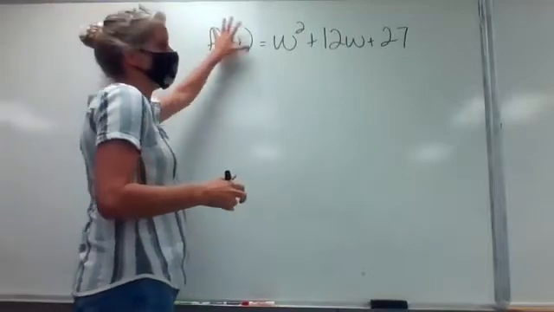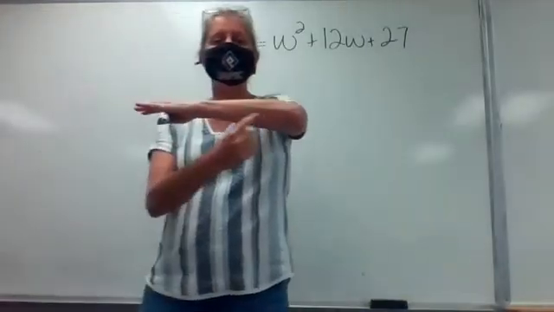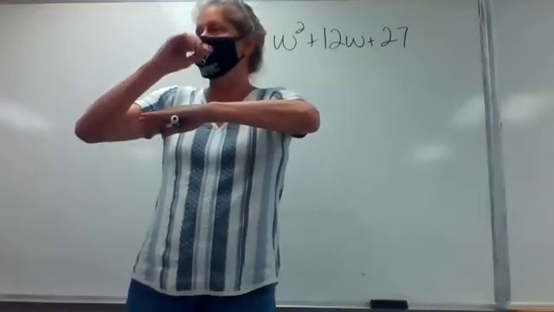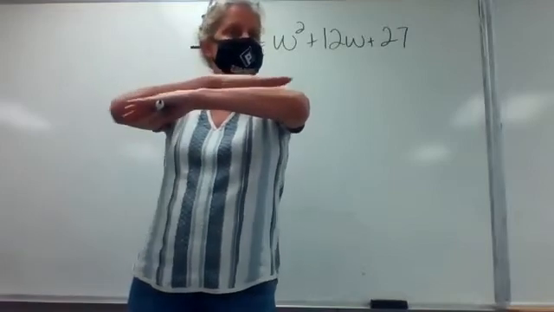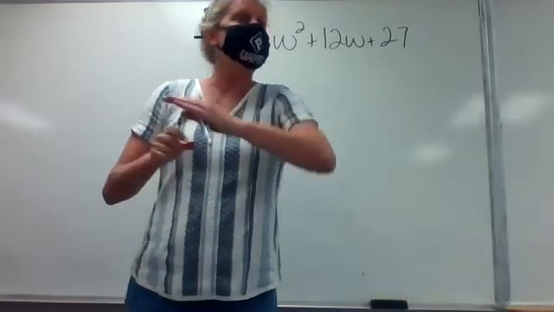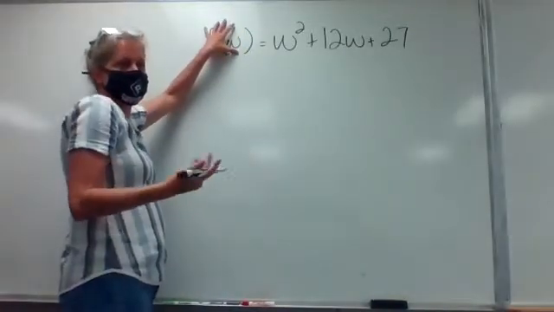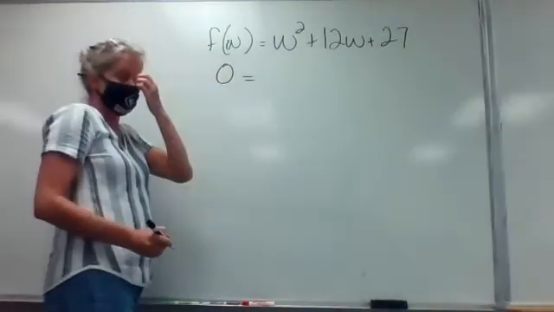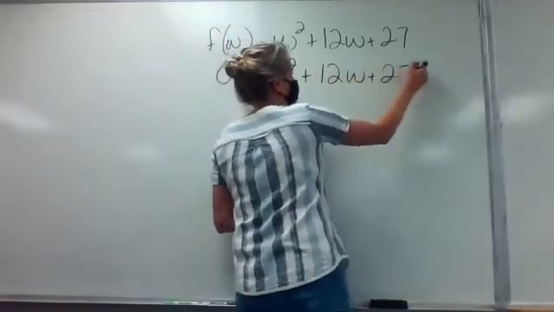The first thing is you want to change the y, because if you are an x-intercept, you're on the x-axis, so your y coordinate would be 0. Right? Because what does the y coordinate of a point tell you to do? It tells you to go up or down. Well, if you're still on the x-axis, you haven't gone up or down. So your y is 0. So your first step in your f of whatever, this is your y, just like f of x is y, so is this. So that's 0 equals w squared plus 12w plus 27.